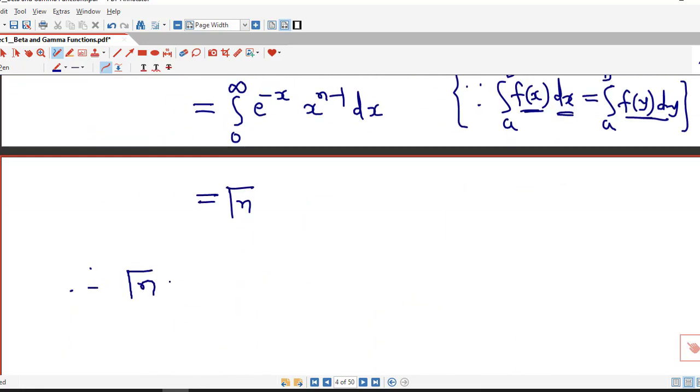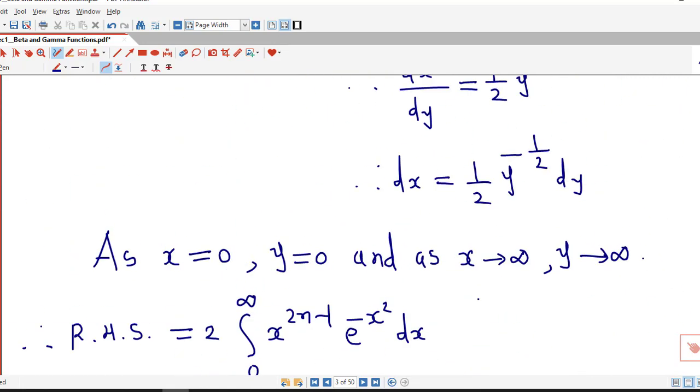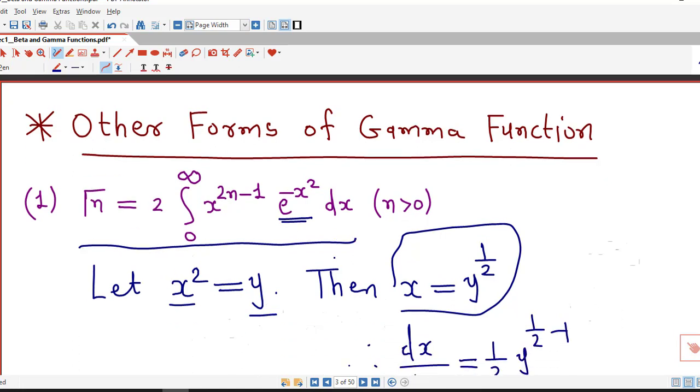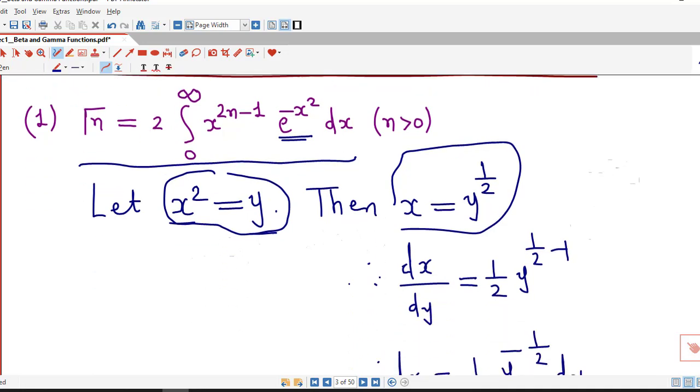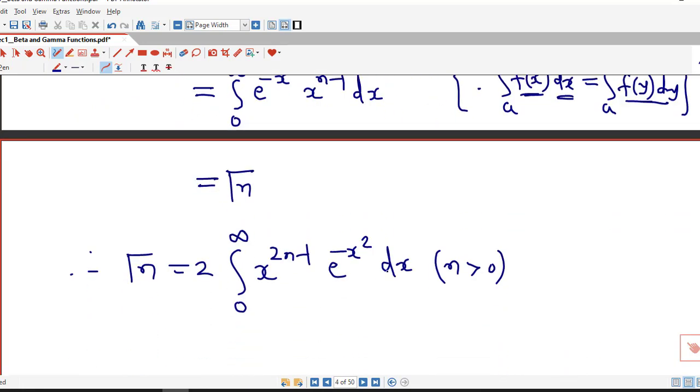We have written that gamma n is 2 times integral 0 to infinity x raised to 2n minus 1 e raised to minus x square dx, for positive real number n. So you can be asked to prove this type of relationship using the definition of gamma function. We are just changing the variable from x to y, taking x square equal to y, and then converting everything in terms of y, and we obtain that this is another form of gamma function.